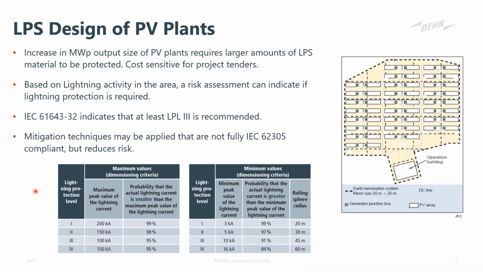And in that standard, it is recommended to install at least a lightning protection level 3. So just to understand how lightning protection levels work, you can see in this table at the bottom, it starts from the lowest level of protection, which is lightning level 4, and moves its way up to the best lightning protection level, which is lightning protection level 1. In a lightning protection level 4 requirement, it means that it will protect for lightning strikes between 16 kiloamps up to 100 kiloamps.